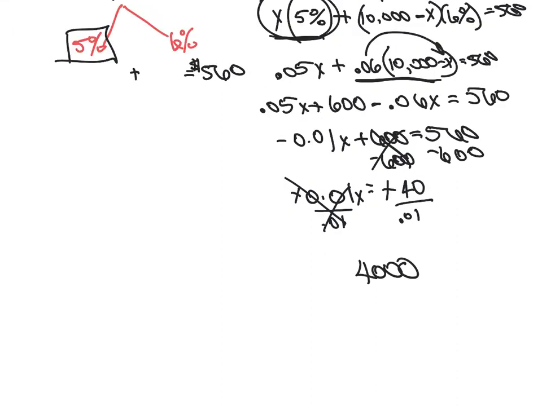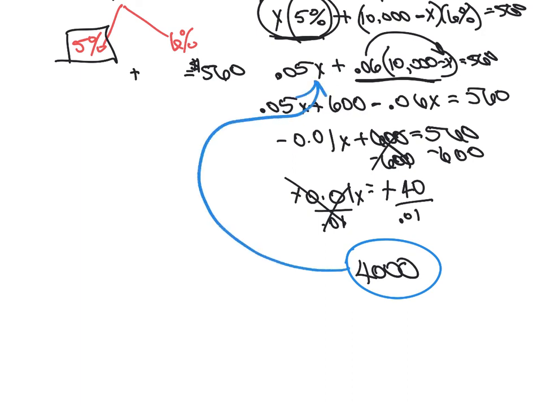$4,000. So what in the world does that $4,000 represent? It represents how much money I invested at 5%. And the $6,000 would be how much I invested at the 6%. So do those two add up to 10,000? Yes, they do. So I'm good to go.